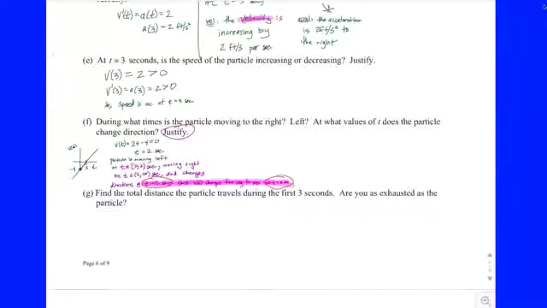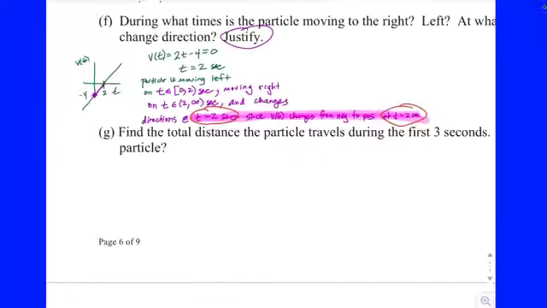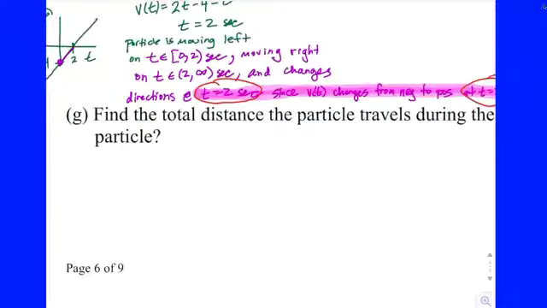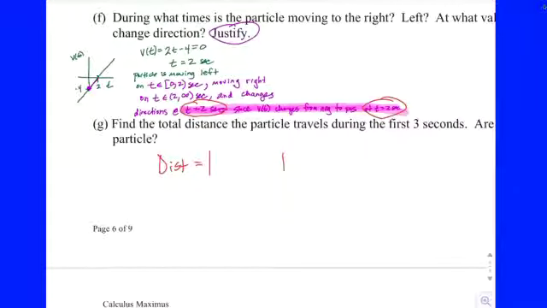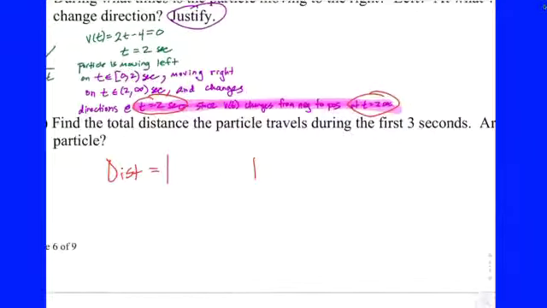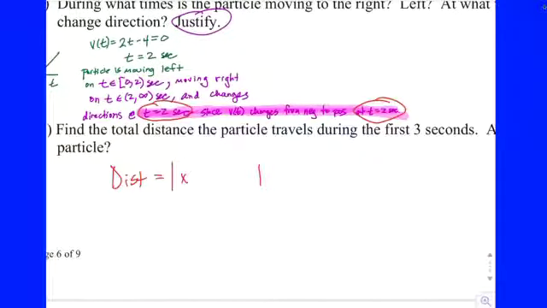At 2, right? So if you want to do it blindly without the graph, which we'll come back and do in a second, we'll just call it distance equals the absolute value of the displacement between turning points. So it says during the first 3 seconds. So I know it turned around at 2. So it's going to be x of 2 minus x of 0. I started at 0. I know it turned around at 2. Plus, then the displacement's absolute value from 2 to 3.